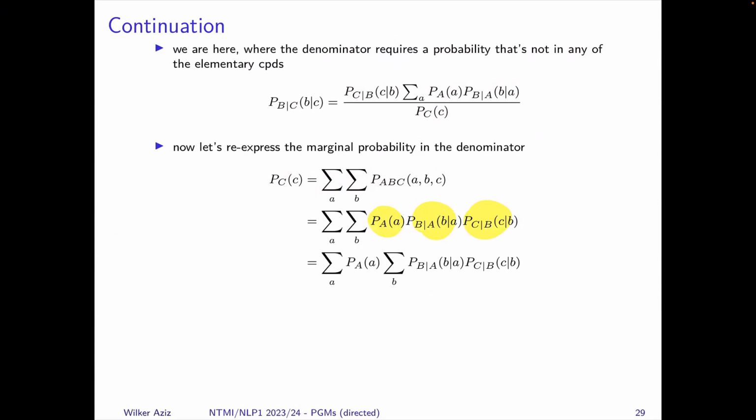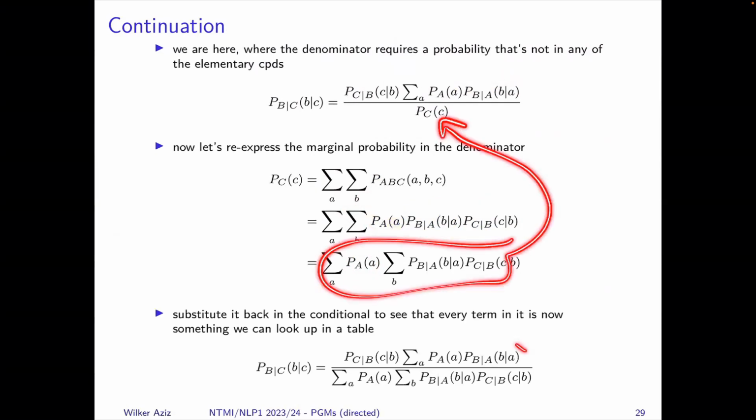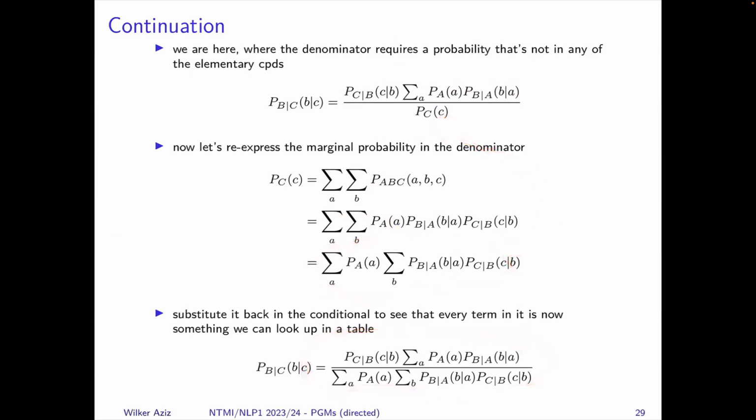And again, I'm rearranging things, but it doesn't matter because the result is numerically exactly the same. But I noticed that PA doesn't depend on B, so I factor it out of the sum. Now, if I just substitute this back up here, I get the final expression. So you see, for any given B and C, you can compute the conditional B given C, even though it's not stored in a table.